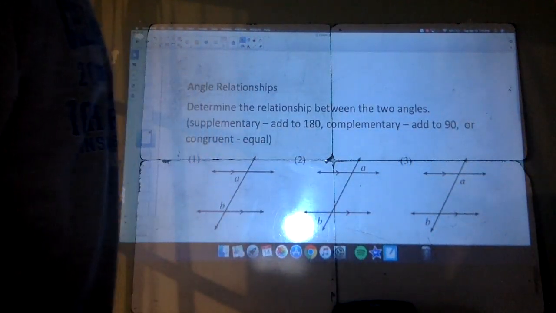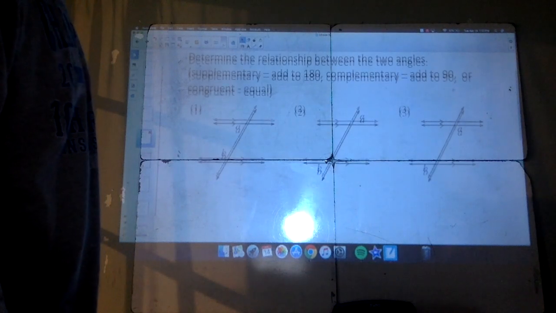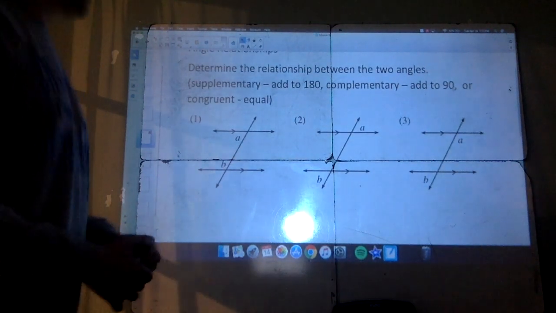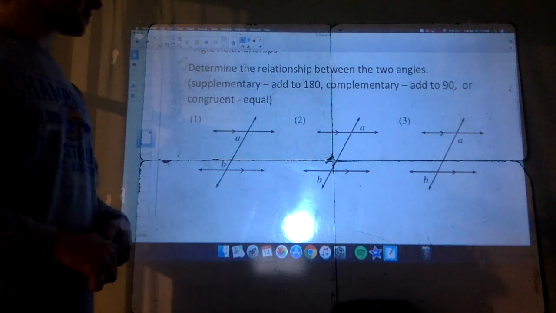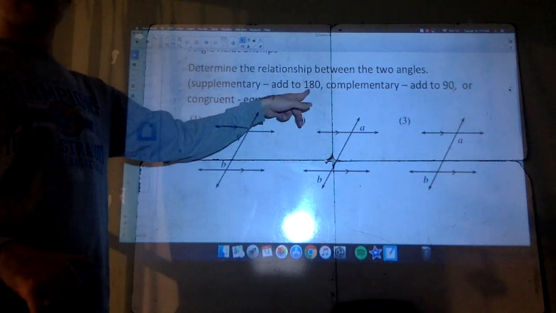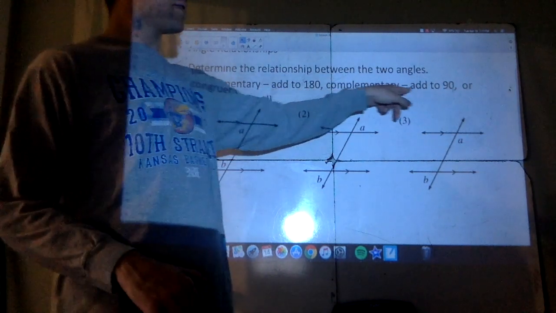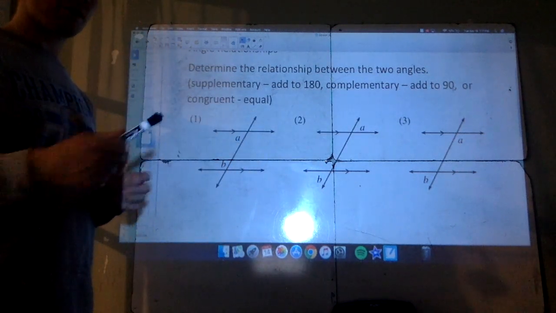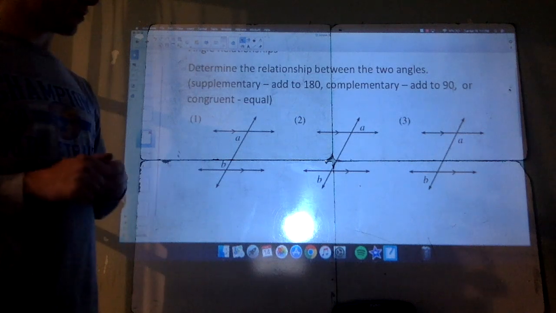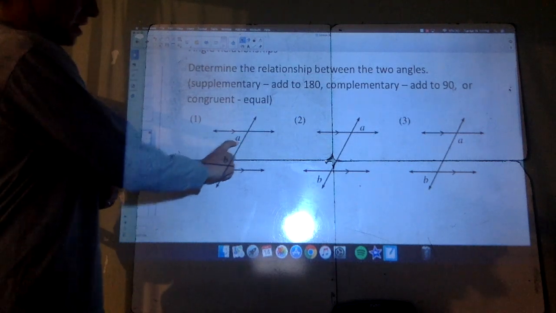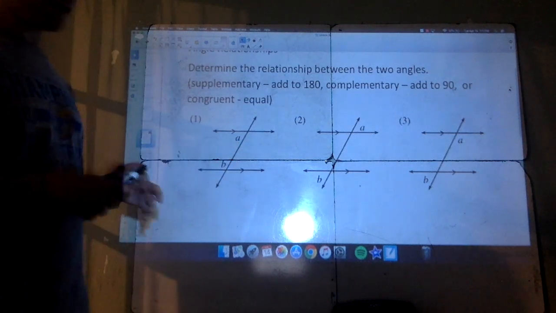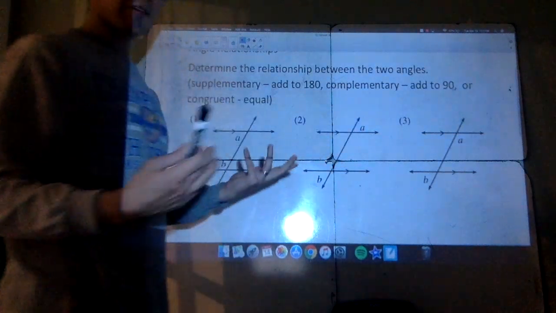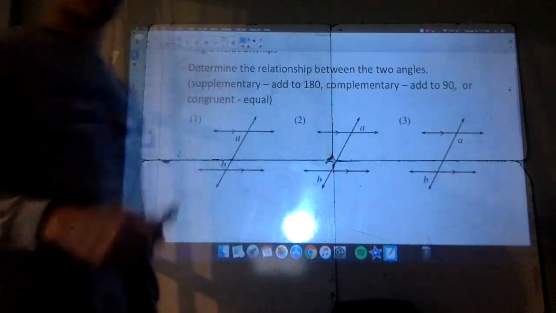So we have these angle relationships, and we're going to study these a little bit. I want you to determine if each pair of angles is supplementary. Do they add to 180? Are they complementary, meaning they add to 90? Or are they congruent, meaning they're equal? So pause the video and try to make a guess for 1, 2, and 3. You're going to say A and B are blank for number 1, A and B are blank for number 2, and they are blank for number 3.